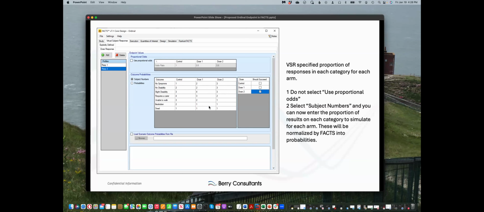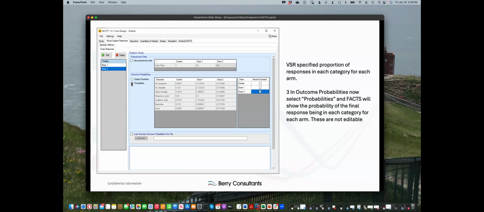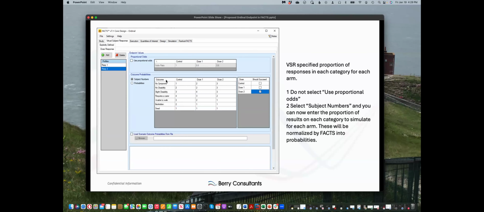As Todd mentioned, this could mean you could enter a non-monotonic response to simulate, where one of the treatment arms, for instance, has good response in terms of overall recovery, but perhaps worse response in terms of death. And again, it's possible to then check the probabilities button and be shown what the corresponding probabilities are for those proportions you've put in for the subject numbers.